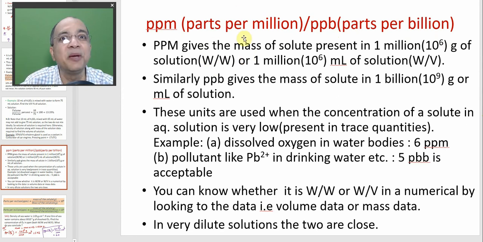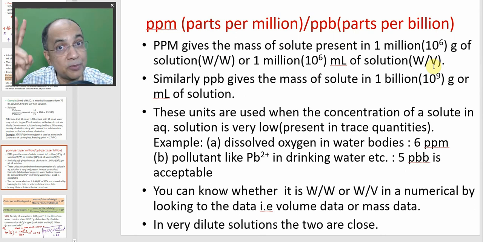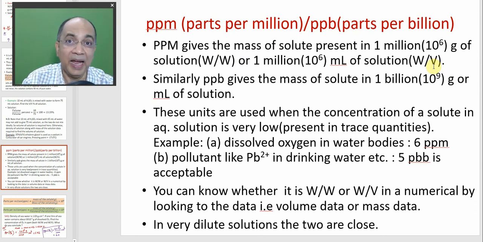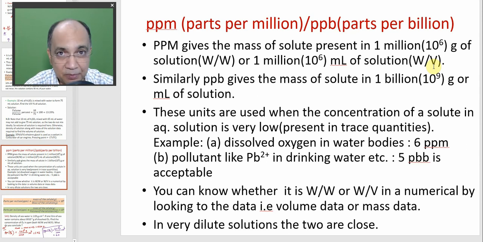W by W ppm, or in 1 milliliter solution, that is W by V ppm. So there are two types of ppm and ppb, W by W and W by V, and you can yourself find out from the data given in any numerical whether it is W by W type or W by V type.